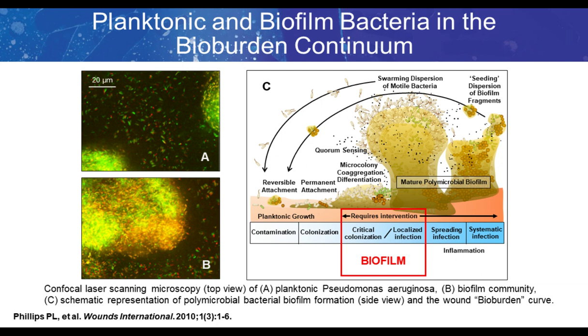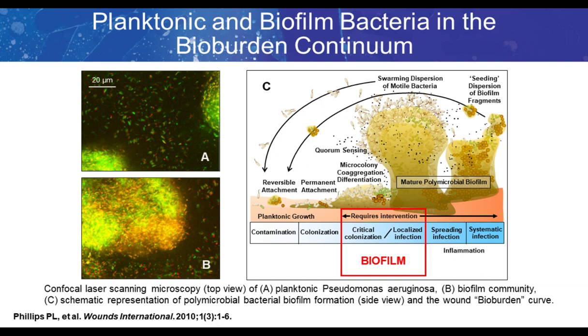Now, within the bioburden spectrum shown in panel C, you can see at the left side the contamination and colonization levels. Those are essentially planktonic bacteria that are present and may be slowly dividing, but they're not causing such a problem in the wound that the wound is impaired from healing. And we all know this. Every time we get a cut on our skin, most of the time it is healing without significant delay.